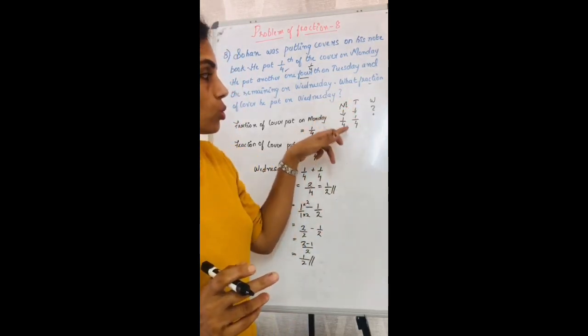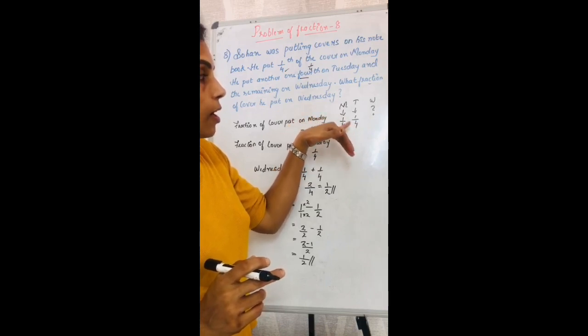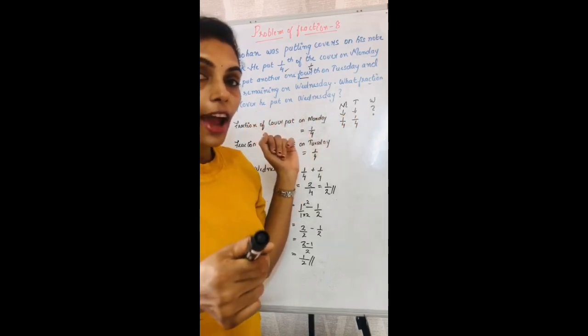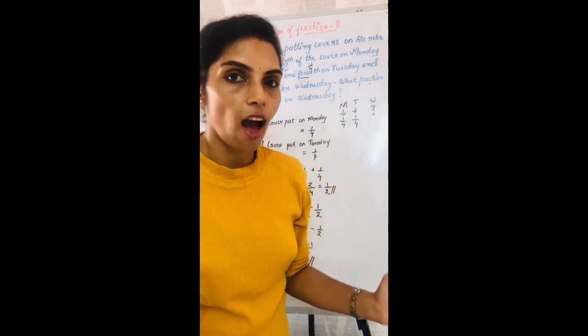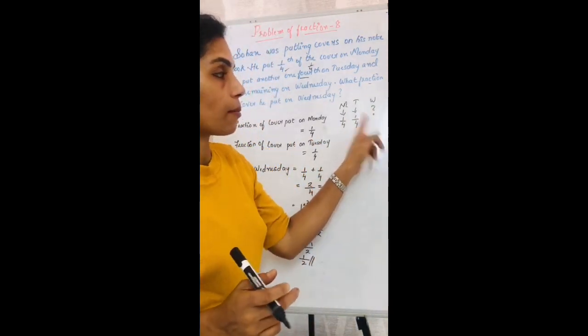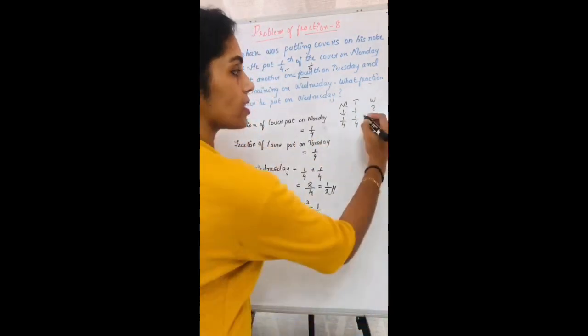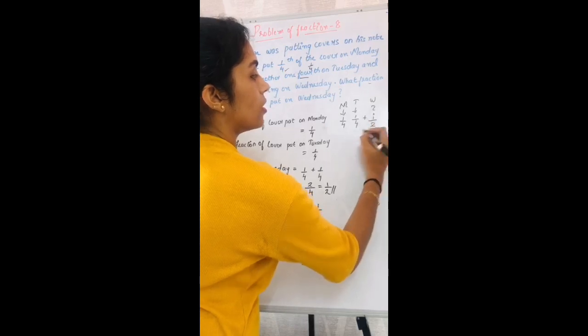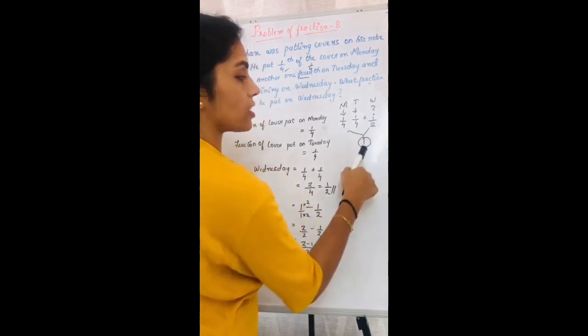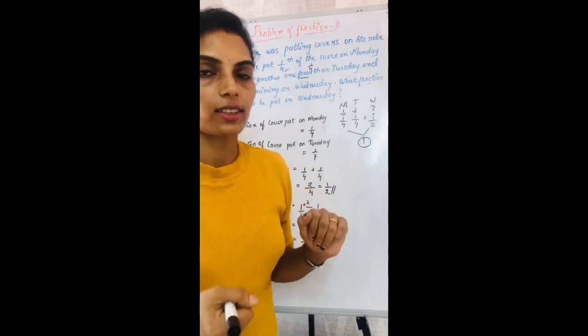And on Monday and Tuesday, he completed 1 by 4, quarter plus quarter. When you add 2 quarters, what do you get? You get half, right? And the half he completed on Wednesday makes it full, as total 1. That's all. You got it?